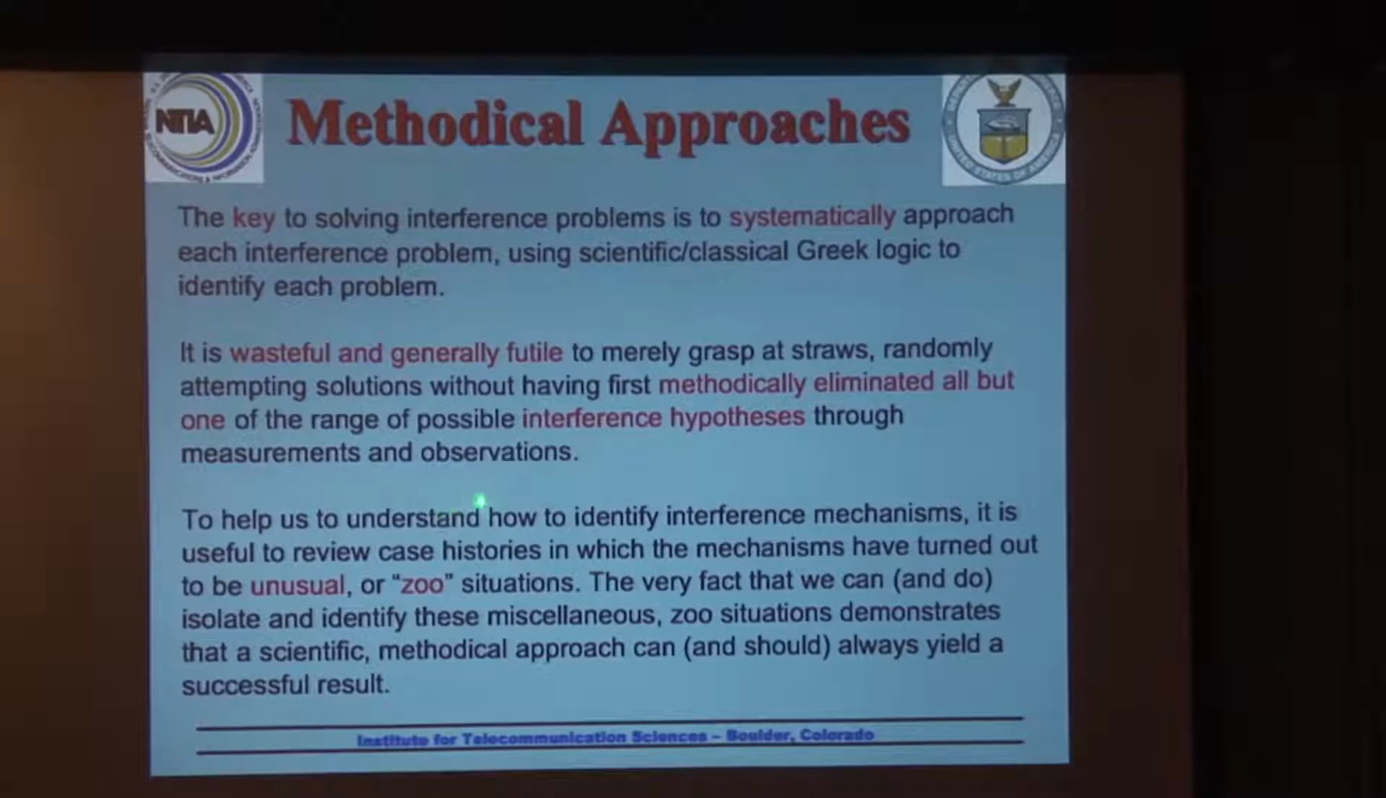So, to help us understand how to identify interference mechanisms, and given that there's no one-size-fits-all method for doing it, I think it's useful to review case histories in which the mechanisms have turned out to be rather unusual, sometimes a zoo situation. And I think the very fact that we can and do and have isolated and identified these miscellaneous types of interference demonstrates that if a person is very careful and methodical in their approach, they should always eventually achieve a successful result.